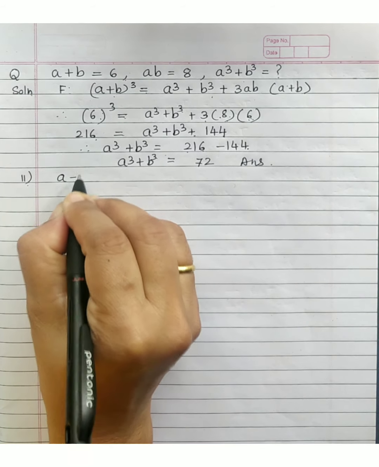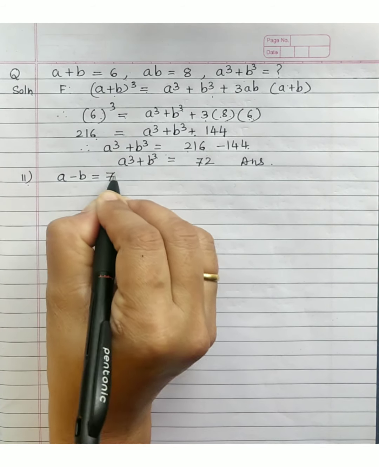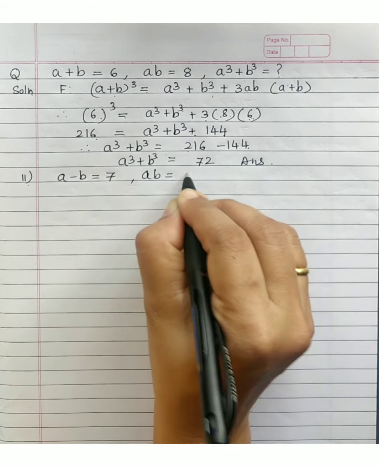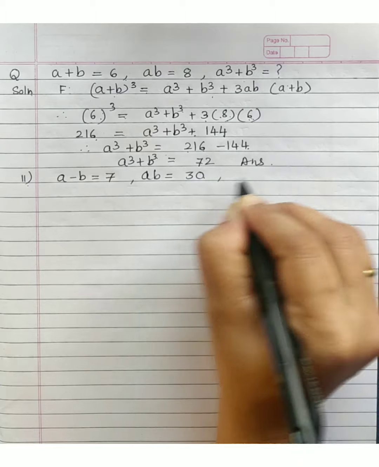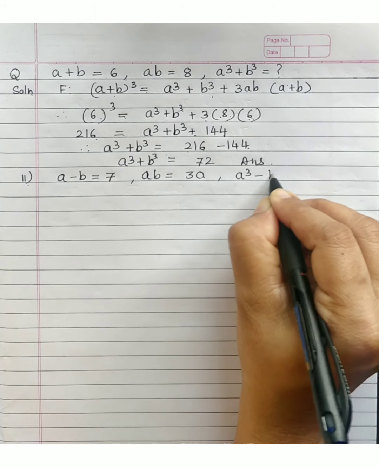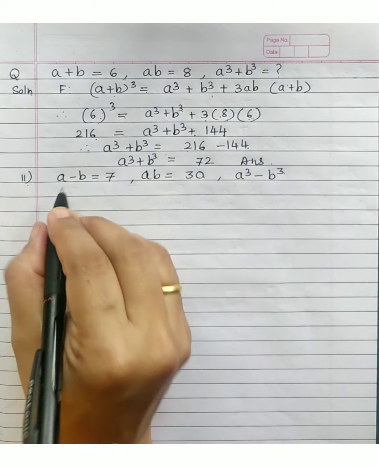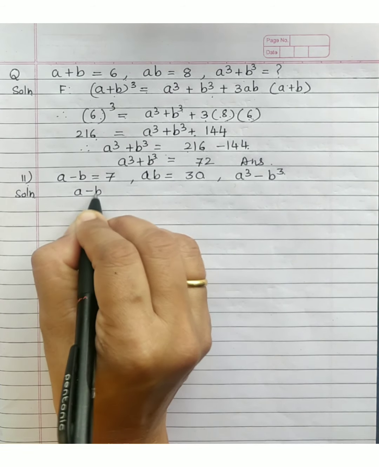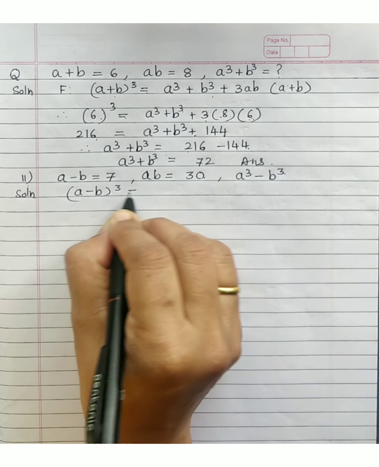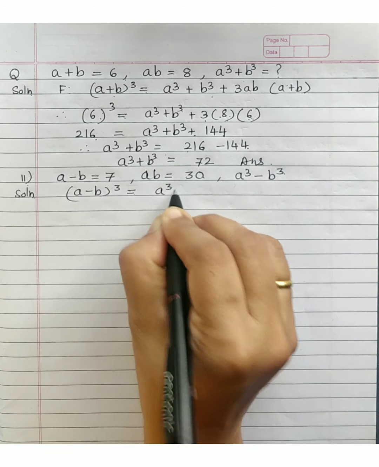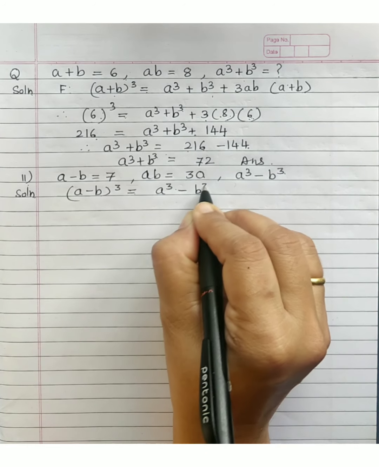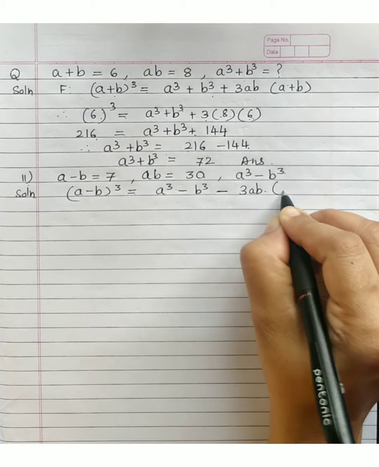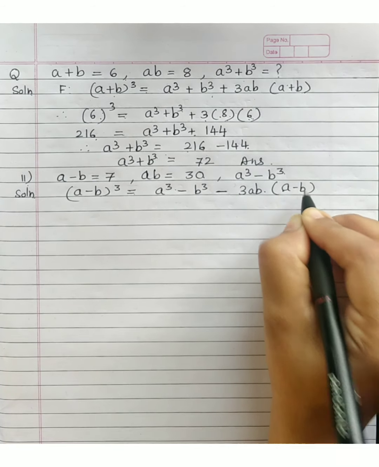See the second example in this. a − b is given as 7. ab is equal to 30. And you need to find a³ − b³. Again, I am sure you have understood what formula is to be used here. (a − b) the whole cube. That is what? a³ − b³ − 3ab(a − b).